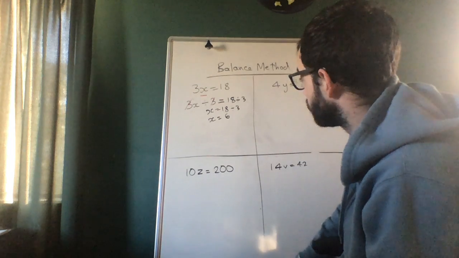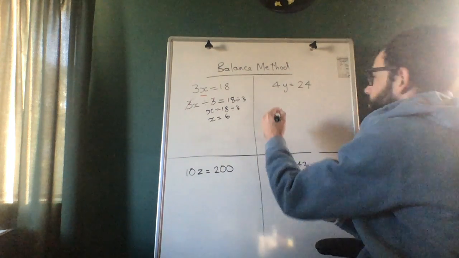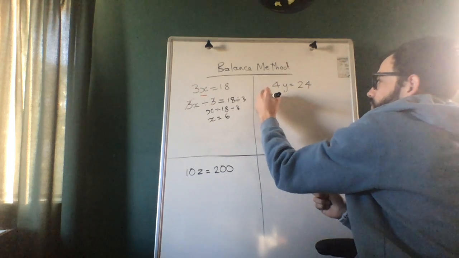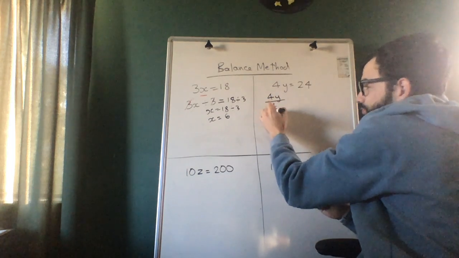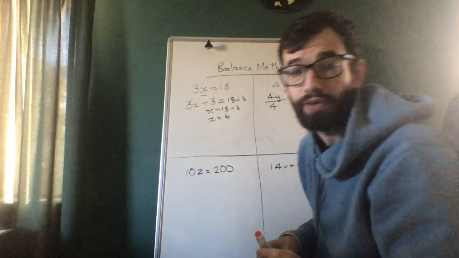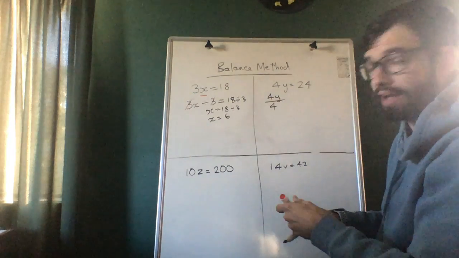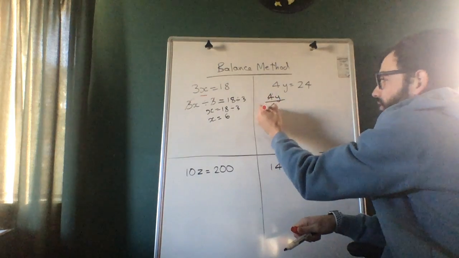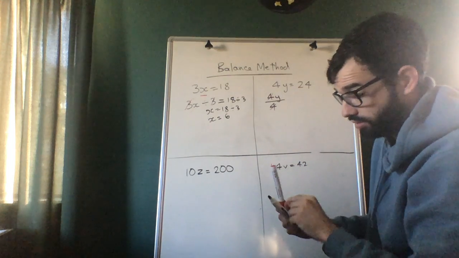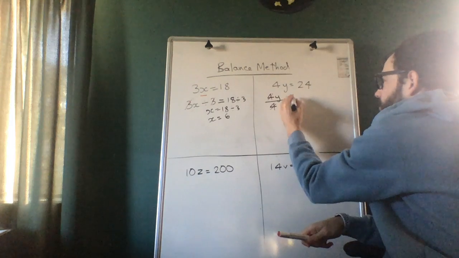Moving on to 4y. Same deal. We're going to get the y by itself. So 4y. Now I'm writing it like this because that means divided by. When you write it like a fraction, it's the same. And what happens is the 4 cancels itself out.